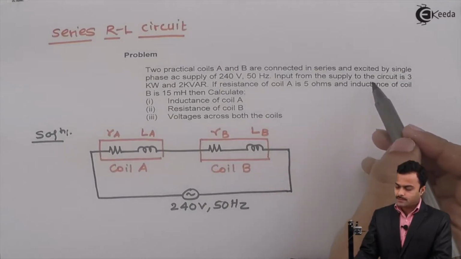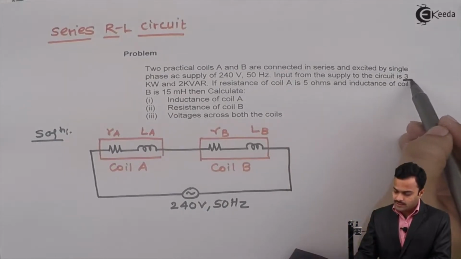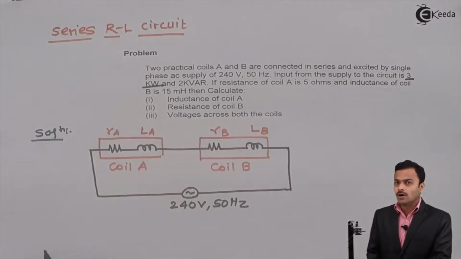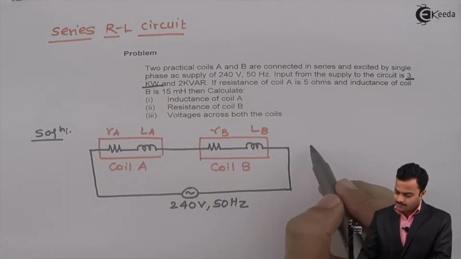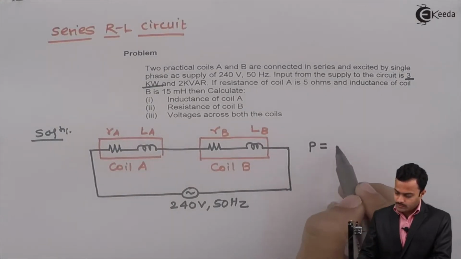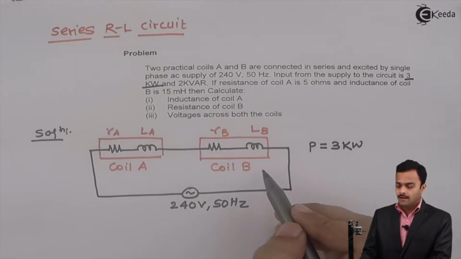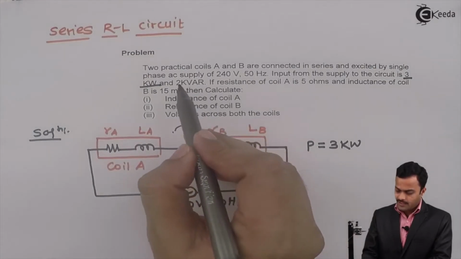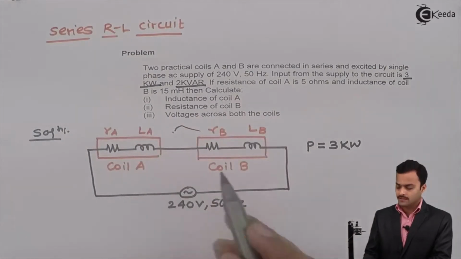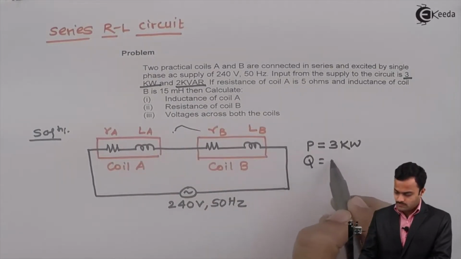And input from the supply to the circuit is 3 kilowatt. So understand this, kilowatt, it's a power, real power. P equal to 3 kilowatt. And 2 kVAR given, so it's a Q.